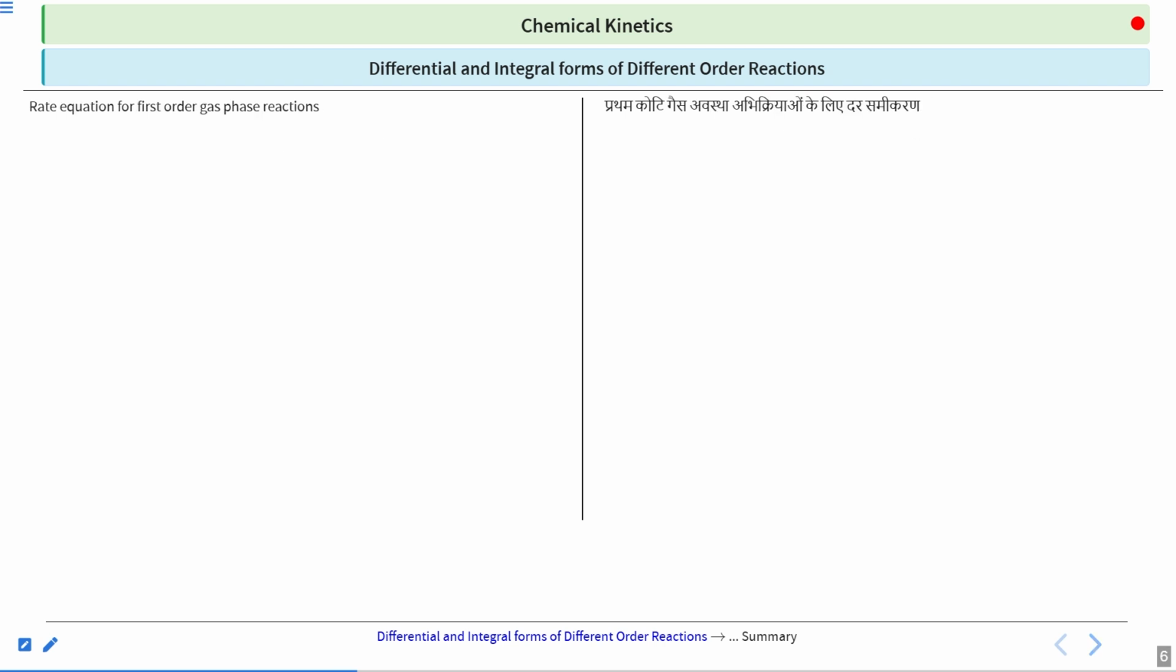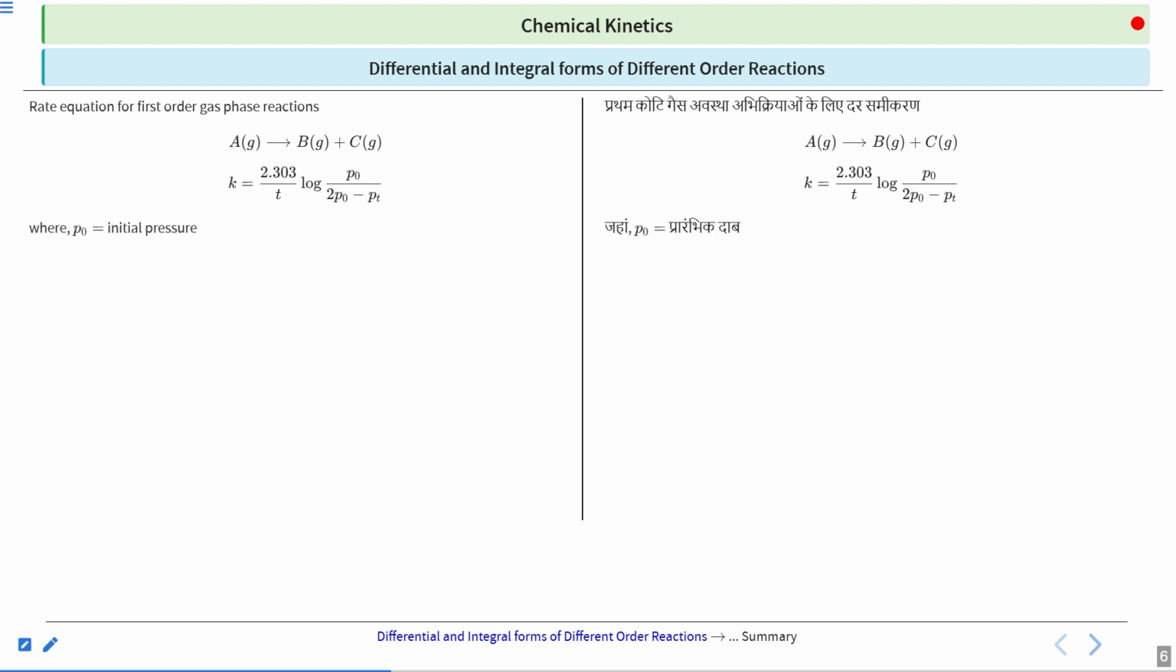Now let us try to write the rate equation for first order gas phase reactions. Consider a gas phase reaction with a reactant A in the gaseous phase, decomposing into B and C, both gaseous products. For that, the equation for first order is k is equal to 2.303 by t log P naught by 2 P naught minus Pt. What is P naught here? P naught is the initial pressure and Pt is the total pressure after time t. Clear?